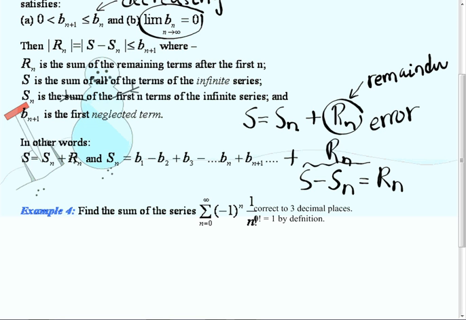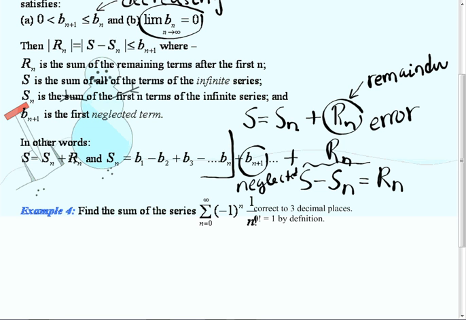So if I add the first n terms, what's the first term I'm not going to include? B sub n plus 1. That's my neglected term. The remainder is smaller than that. So if you want to find the remainder or how much you're off by, all you have to do is find the value of the first term you don't use. That's it. Seems too easy, but it is.